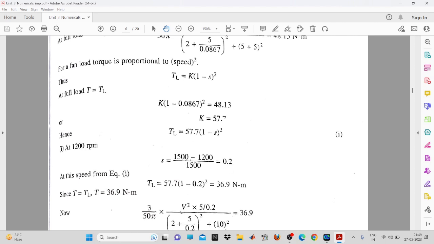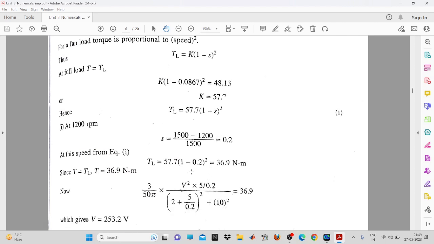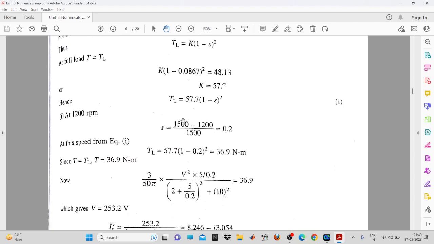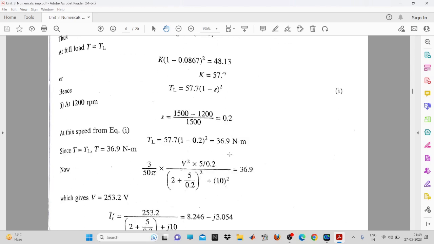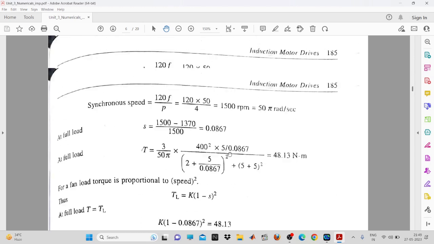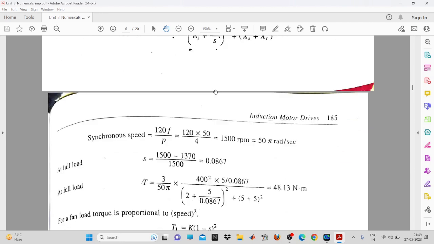Fine. So S will be equal to what? (1500 minus 1200) upon 1500. That will be 0.2. So I think this will be calculated. So TL can be easily found, that is 36.9, and I think here T is also there. But what do you need to calculate? Here you need to calculate the voltage.